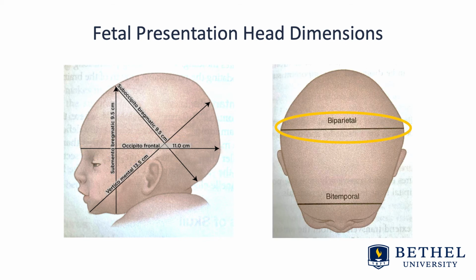And lastly, I wanted to point out the biparietal diameter, since that's the widest dimension of the fetal head. That's going from one side of the parietal bone to the other. As a fetal head navigates the maternal pelvis, the tightest place is going to be when that biparietal diameter hits the maternal ischial spines of her pelvis.